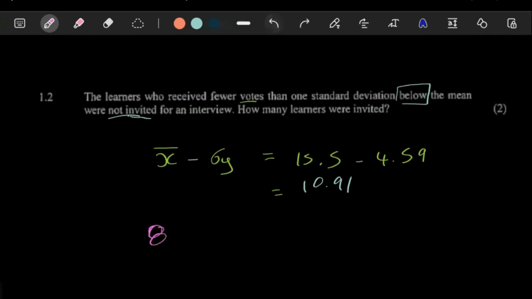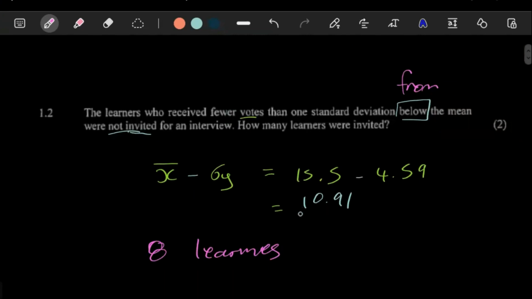The reason why we're saying 8 learners is because if they had said the learners who received fewer votes than 1 standard deviation from the mean, then we would need to remove 1 standard deviation, get a number, and then add 1 standard deviation and get a number.